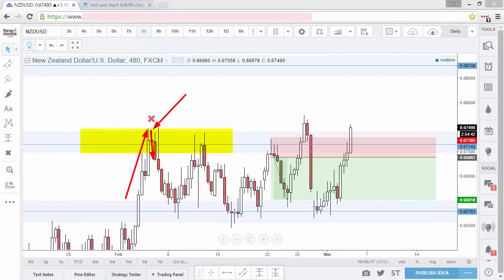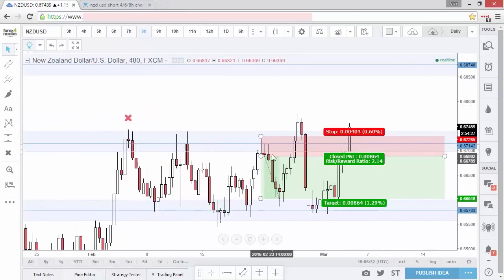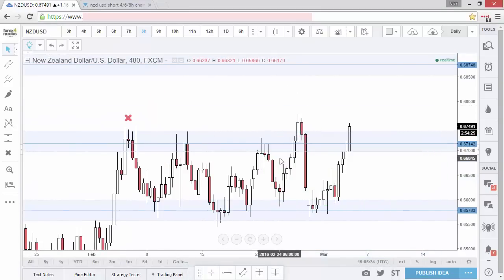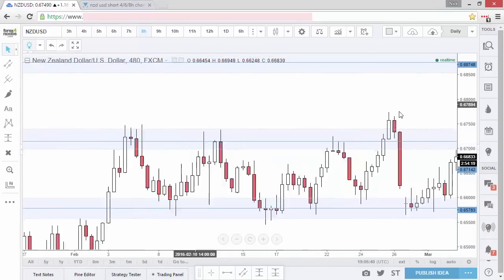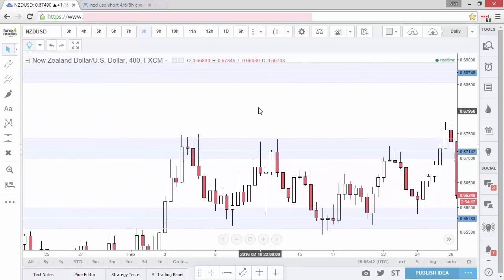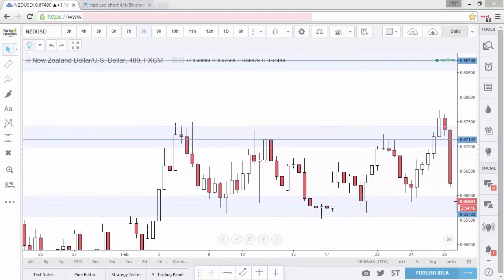So actually, this is a very good example. Let's take a look at this one. Actually, we can take a look at it right now because we've already covered this one. This is a good example to illustrate and to answer your concern. So with this setup here, we've got the same basic thing. We got buyers taking control of price, buyers pushing up, buyers retaining control of price.